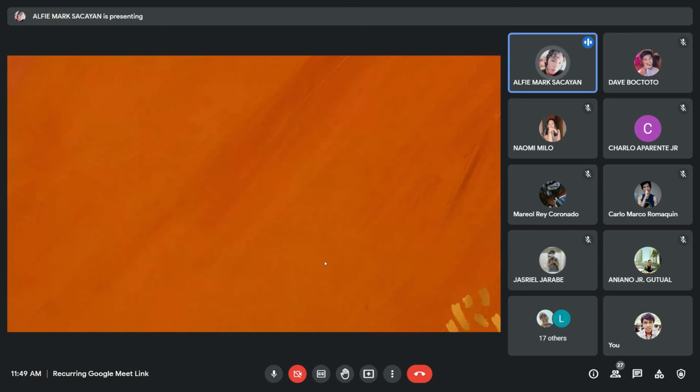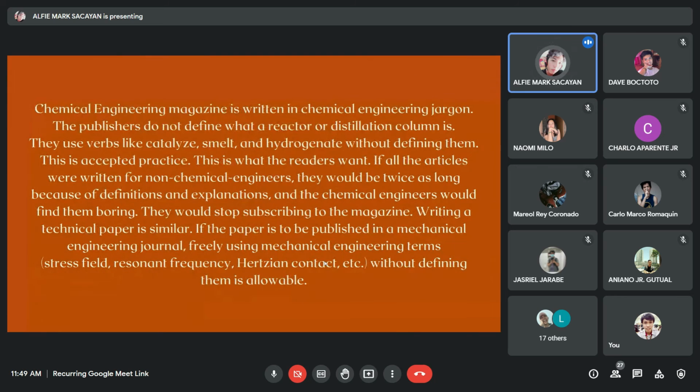So na-discuss na gamay ang mga technical use nga magamit. So this is an example. So we have for the chemical engineers magazine, is written in chemical engineering jargon. So na mga terms nga ilang ginagamit nga sila lang ang mga nakasabot. So that's why the publishers do not define what a reactor or distillation column is.